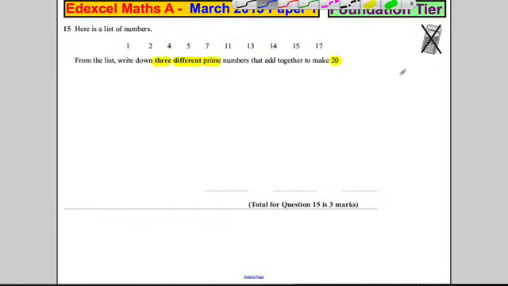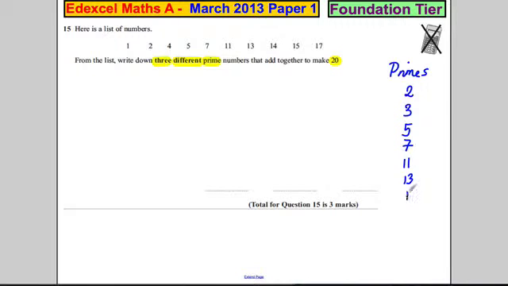So there's one way of doing this. If you know your primes, it's probably the easiest way. Your primes are 2, 3, 5, 7, 11, 13, and 17, up to 17 there. They're your primes. You should really know your primes.